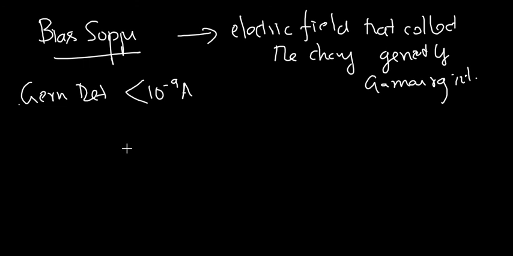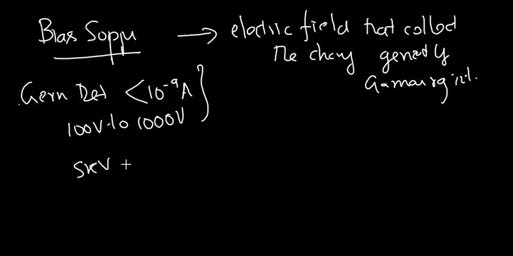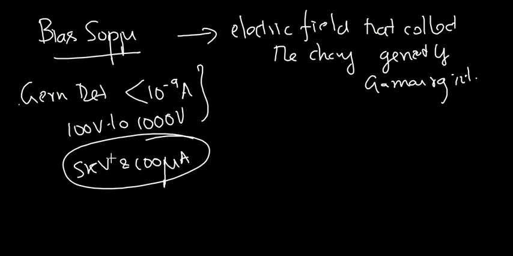And the voltage requirement is of the order of a few hundred volts to 1000 volts, 100 to 1000 volts. Those are the current and voltage requirements. And typical bias supply values will be 5 kilovolt and 100 microamperes. This is the typical requirement for germanium detectors.